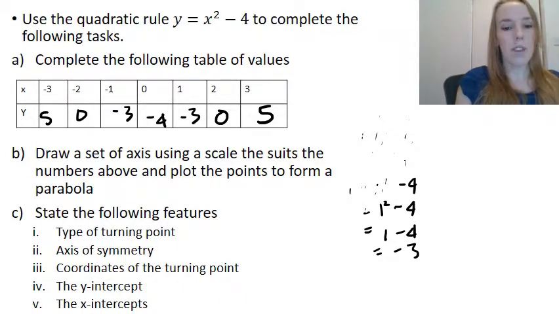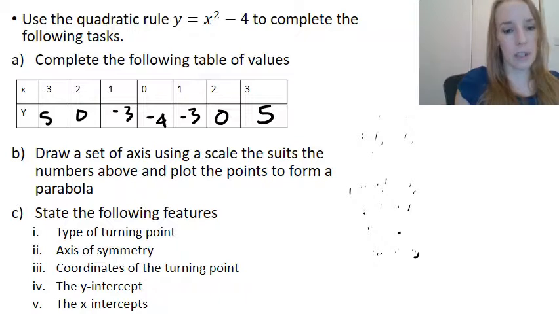Okay, so now that we've used the table of values, we've filled it out, so we've got all our coordinates, we've got our x and our y coordinates, and we can plot those on a graph. So our second thing it's asking us to do is draw a set of axes using a scale that suits the numbers above and plot the points to form a parabola. Okay, so we're going to have to draw up an axis, a Cartesian plane.